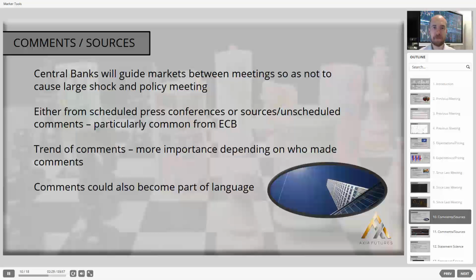Also, the next important thing is you need to be looking at the trend of comments. So how these comments have progressed. Have they got increasingly hawkish, or have they shifted from hawkish to dovish? And also, who's made these comments? A comment from the head of the central bank is going to be a lot more important than from one of the lesser members. And what you need to do is build up sort of a knowledge of these members, so you know about their character in terms of their likelihood to speak, but also how important they are within the central bank in terms of guiding policy.